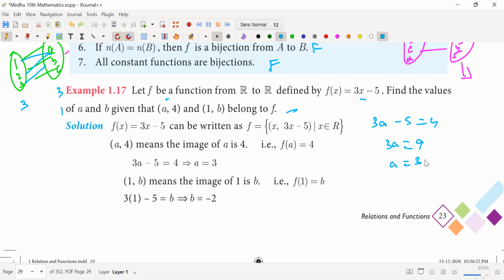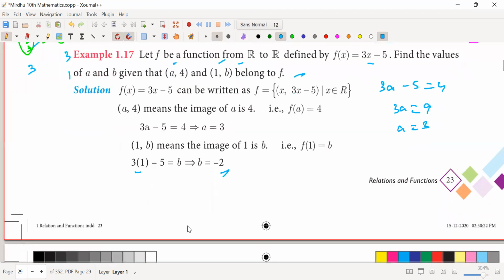These kinds of things are happening again and again. In a lot of places, this one is repeating. So we have to be sharp with the question. Here, if the value of x is 1, f of x would be b. So when I substitute x equal to 1, f of x equal to b. So 3 minus 5 is b, that is minus 2.